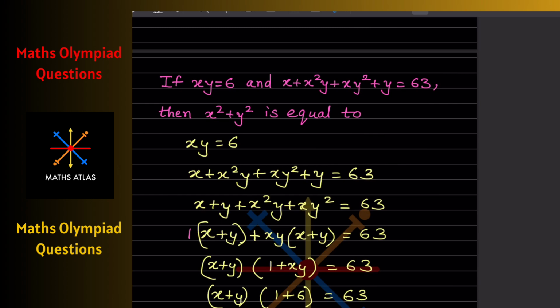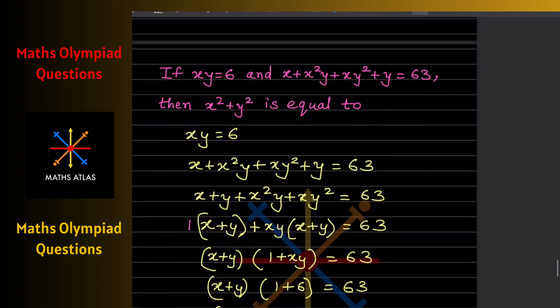So today we are going to see this. This is the question given over here, and we are going to find the value of x square plus y square. It's given here that xy is equal to 6 and x plus x square y plus xy square plus y is equal to 63. So let us write the same thing over here.